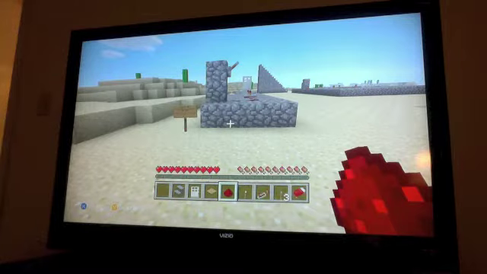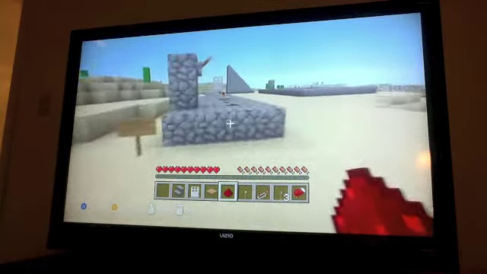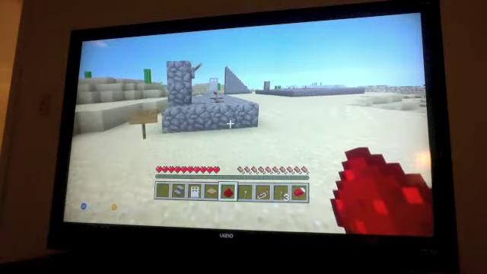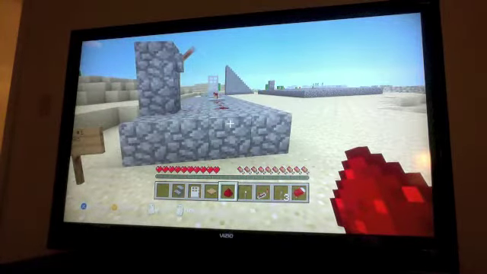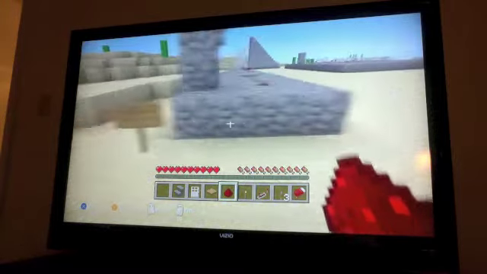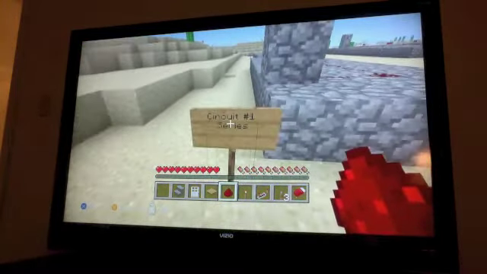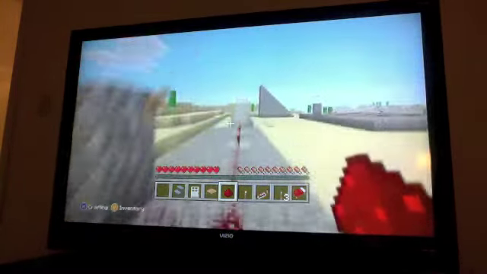Since I am majoring in game design, I figured what better way to show physics in a game than by physically showing it. What I have here is Minecraft. It's an Xbox 360 game, and I set up a little course here to show how physics can be used specifically in this game. Right here, I have circuit number 1 as a series circuit.